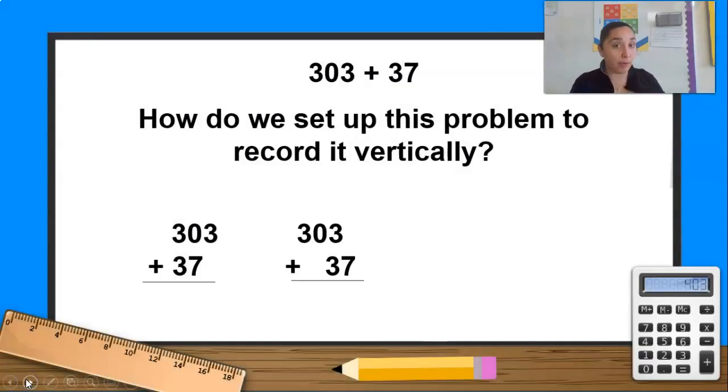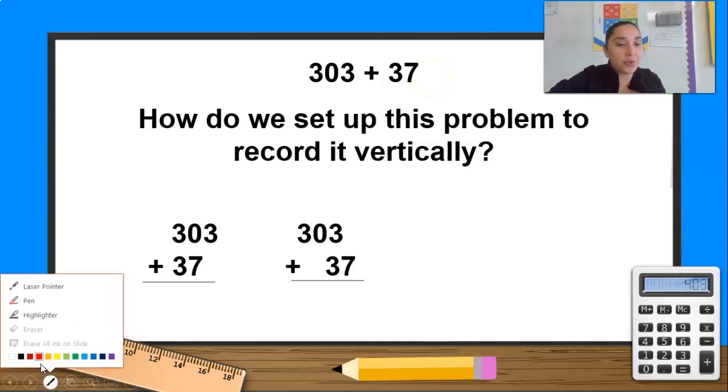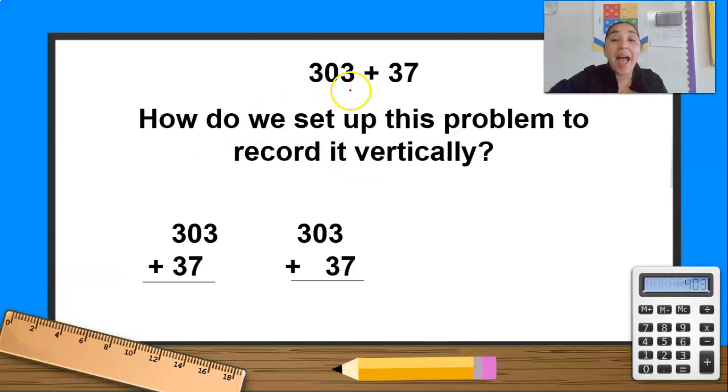So let's look at this problem. Let's read this problem. 303 plus 37. I want you to think about it, and I want you to really listen to my question. How can I solve this problem?